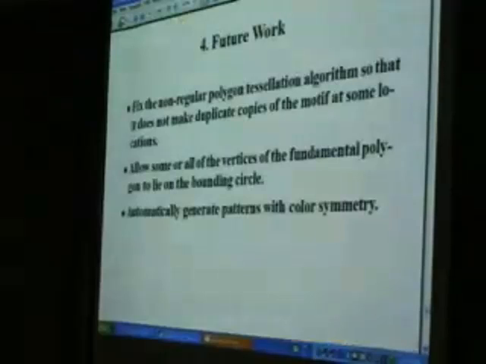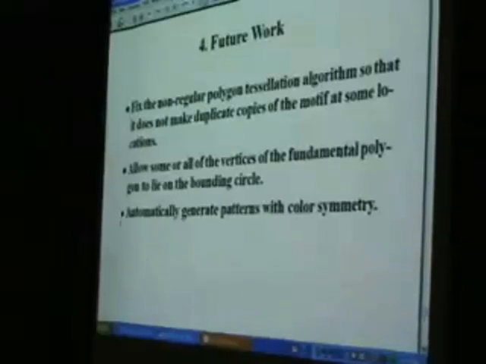And the future work is to fix the problem with the non-regular tessellation in the special cases. It is possible that some or even all of the vertices of the fundamental polygon could lie on the bounding circle in the general case, even in the special case. Well, in the regular case, they either all have to lie on the bounding circle or not. And that's all of that. That's the end.